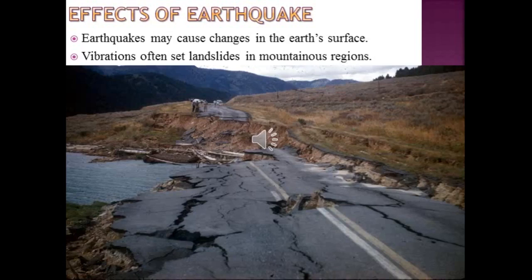Then effects of earthquake. Earthquakes may cause changes in the earth's surface. So the earth's surface undergoes a lot of changes because of earthquakes. Vibrations often cause landslides in the mountainous region. So if an earthquake occurs in the mountainous region, it causes landslides. Look at this picture. Because of an earthquake, the transport facility was affected. Apart from this, a lot of changes occur in the mountainous region. The main one is that it causes landslides.